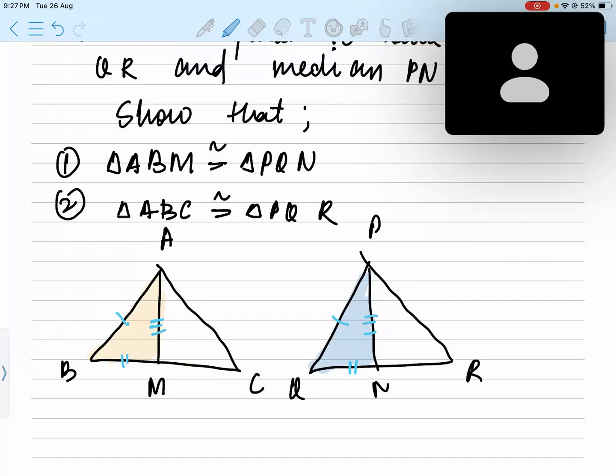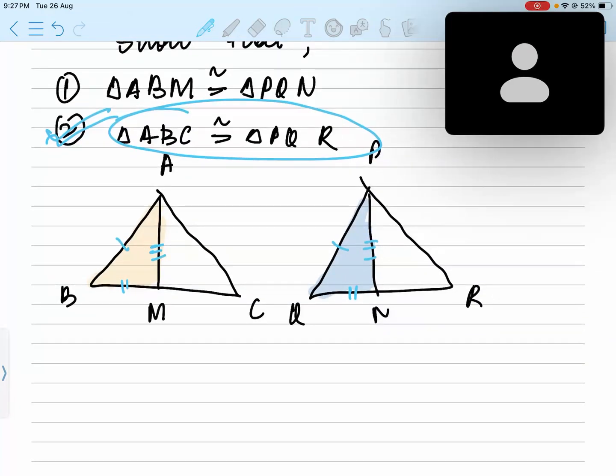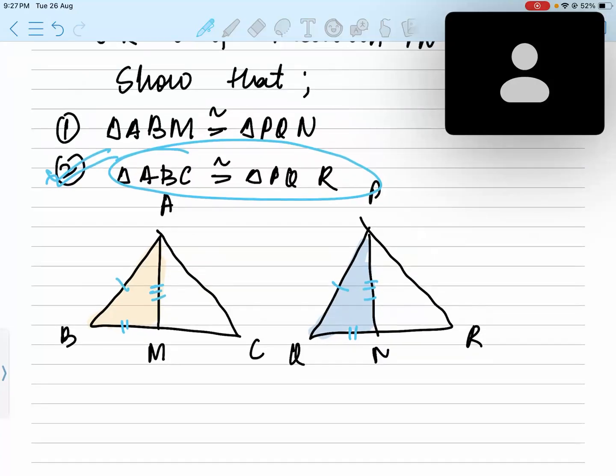And next you have to prove that triangle ABC is congruent to PQR. Now this is the tricky part. Now how will you prove this? ABC is congruent to PQR. So children, try doing this one. Or shall I tell you the solution only? See children, what you will do is, first of all, ABM and PQN done. So ABC and PQR.